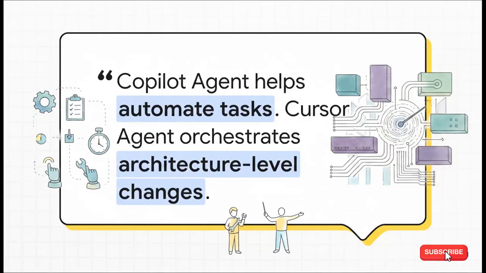And this right here, this quote, is probably the most important takeaway of this whole section. It just illustrates the core difference so brilliantly. Copilot Agent is fantastic for automating individual tasks, but a Cursor agent is designed from the ground up to orchestrate architecture-level changes. One is a helpful assistant. The other is the conductor of the entire orchestra.